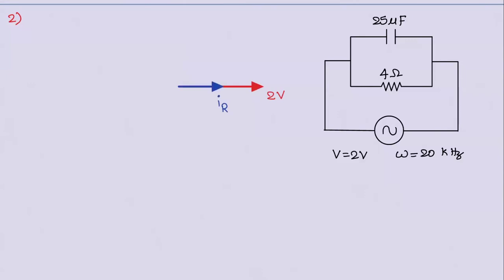Current IR will be like this. But think about IC, how it will be. IC will be, can anyone tell? Down like this or up or parallel? Up. Why? Because in case of capacitor, current will lead. That's the case. So IC will be up and 90 degrees will be there. Resultant will be I and angle is theta. I'll calculate.